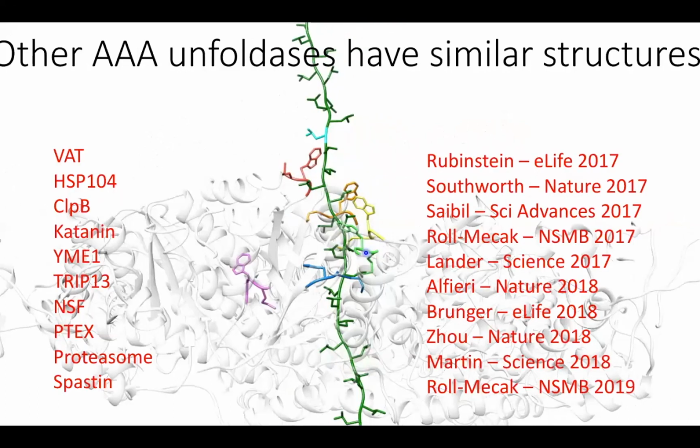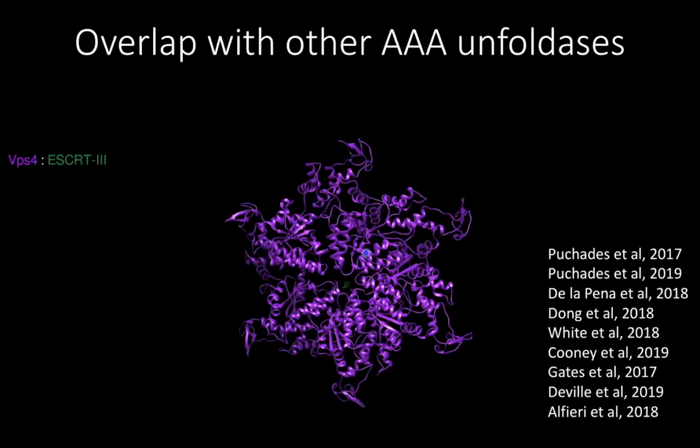I think our structure was the first of this type to be published, but only by a few days. At almost the same time, a whole bunch of structures came out of other AAA unfoldases in complex with peptide. This is an incomplete listing of them, and I apologize to the groups that have been omitted here. It's getting to be quite a long list, but there are multiple structures of AAA unfoldases in complex with peptide or substrate mimics. So let's superimpose them.